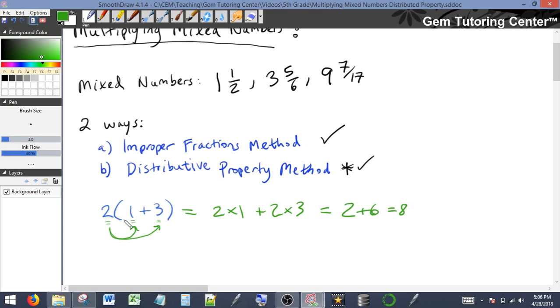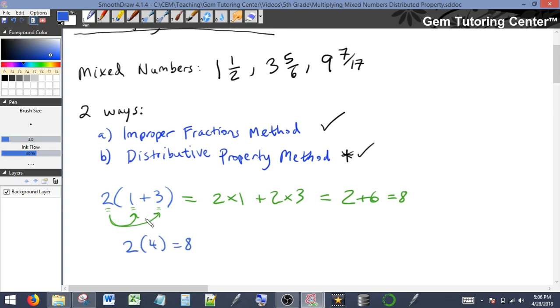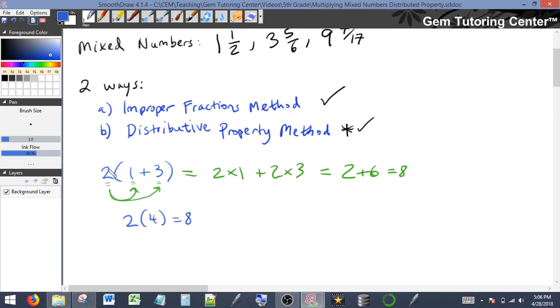And we can check this using another way, by evaluating what is in the parentheses first. So we get 2 times (1 plus 3), which is 4, which just simply equals 8. So the distributive property for one number against two numbers works.